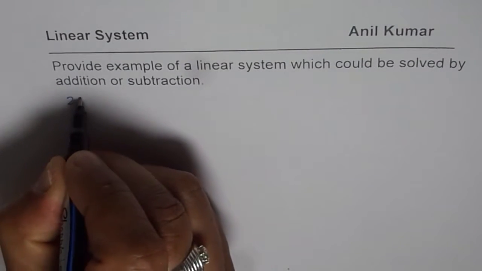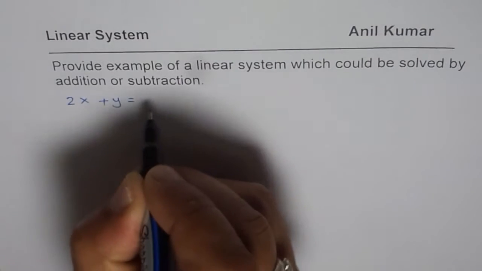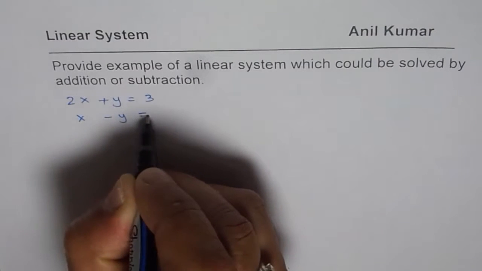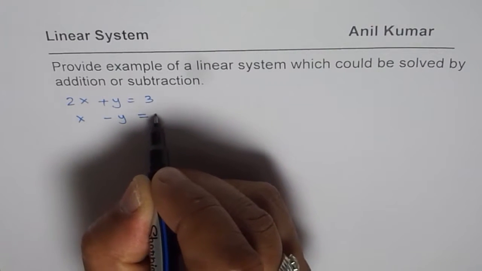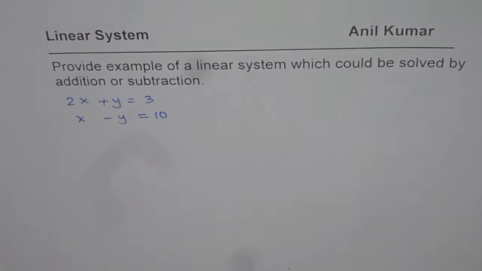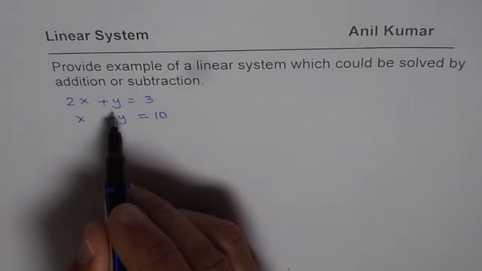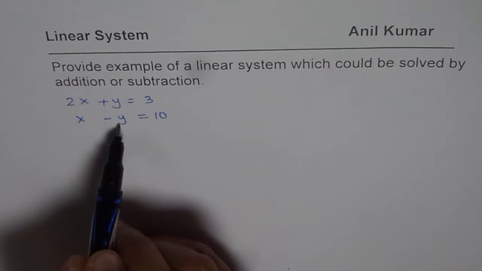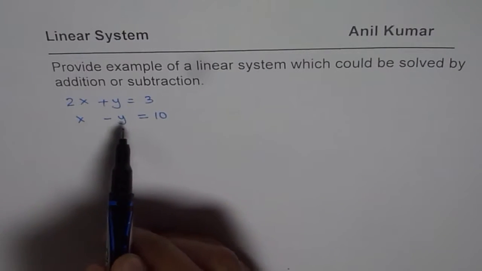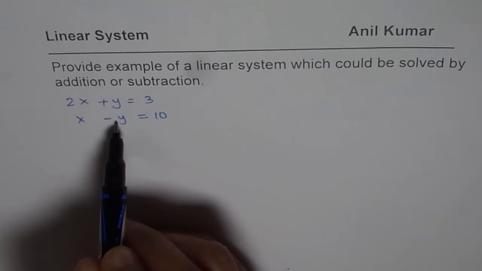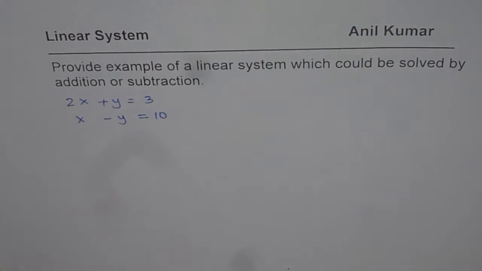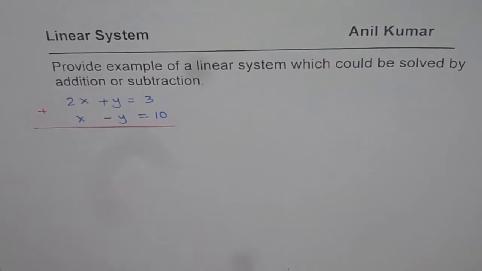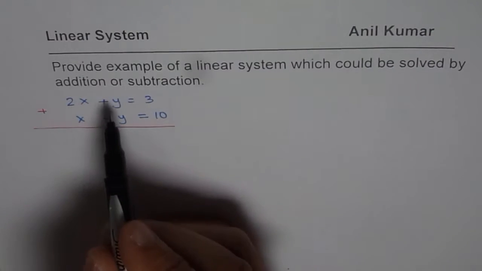Let us say we have a linear system 2x plus y equals 3, and let's say x minus y equals 10. In this particular case, you find that the coefficients of one of the variables are opposite. So the coefficients are 1 and minus 1. Now if I add these two equations, then what happens? By addition, we eliminate y.